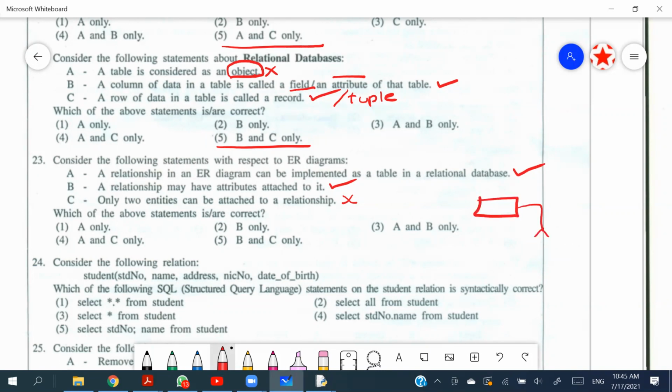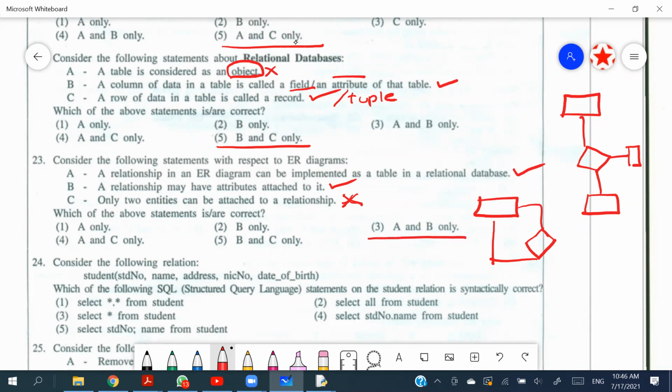When it is connected like this, it is called a unary relationship. And when two entities are being connected, it is called a binary relationship. And when three entities are connected, we call it a ternary relationship. In a relational database, the relationship can be connected with n number of entities. So there is no restriction, right? So C is wrong. A and B can be considered as the answer.